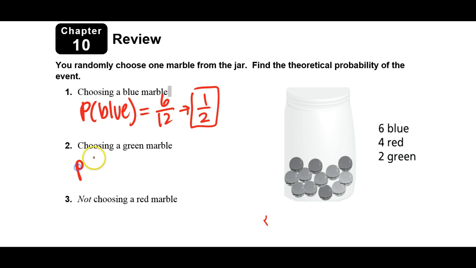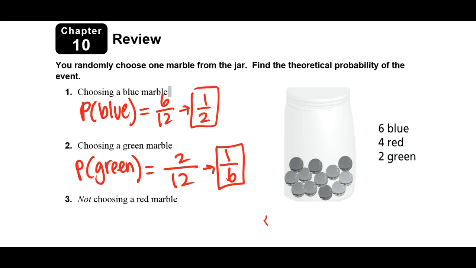Choosing a green marble, once again, finding probability, therefore you need probability notation. Out of 12 marbles, there are 2 green ones, so that simplifies to 1/6. And not choosing red, so P not red is out of 12, how many are not red? There were 4 reds, that means there's 8 that are not red, and that simplifies to 2/3.